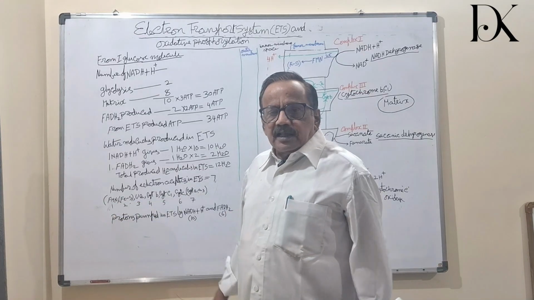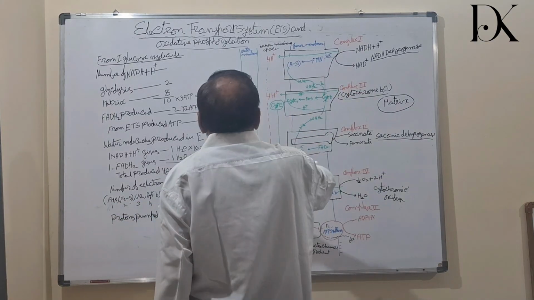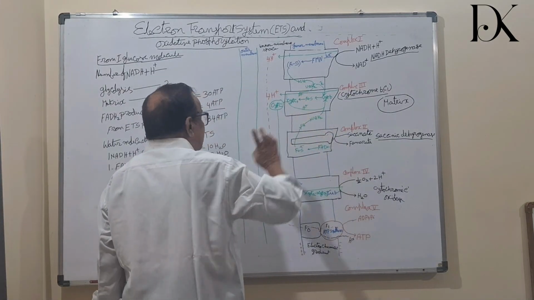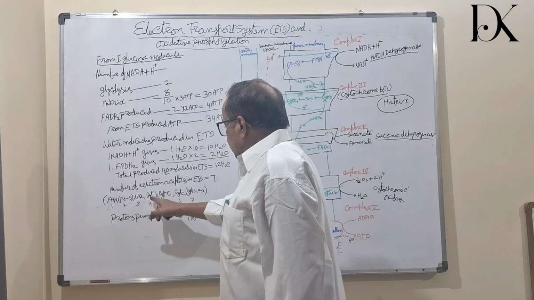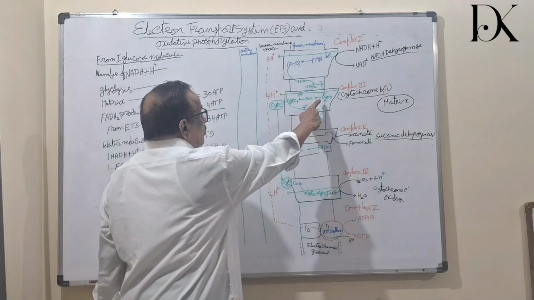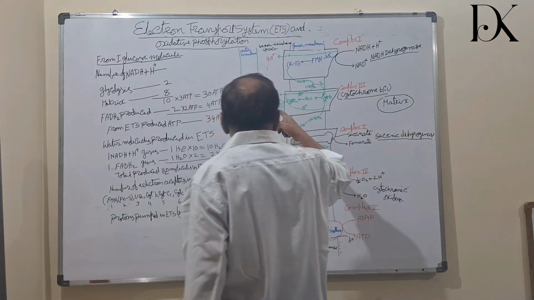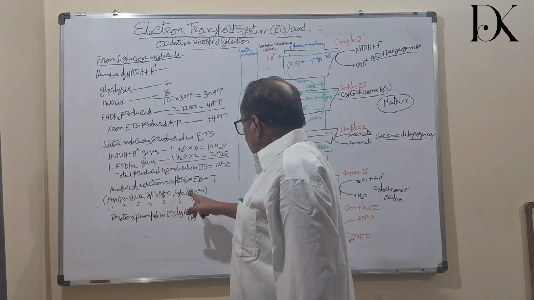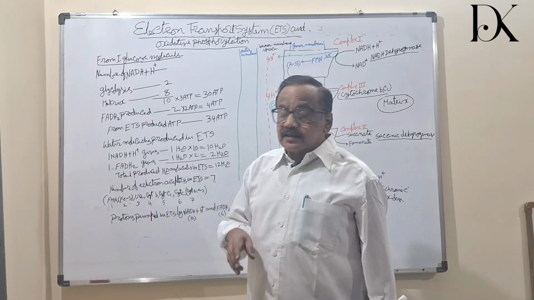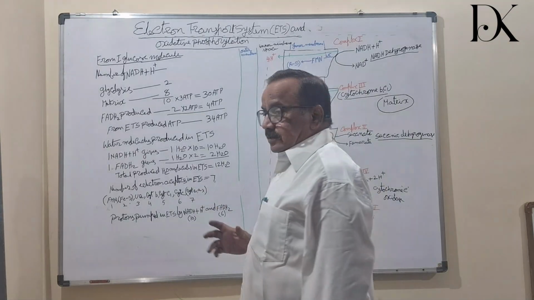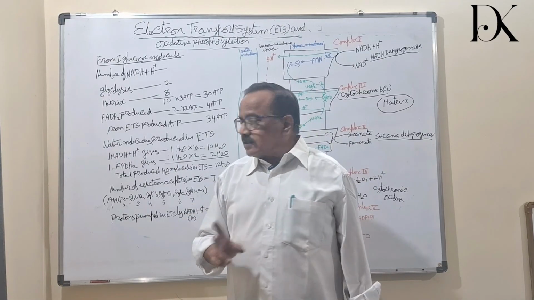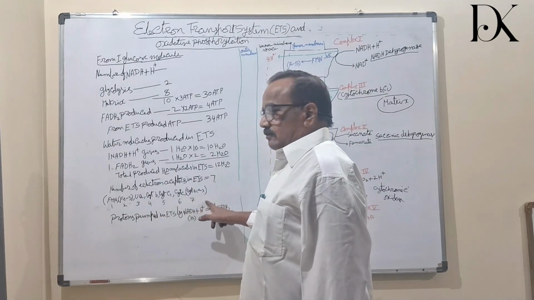FMN, which is in complex number 1. And next is ubiquinone, which is present in both places here. And next will be cytochrome b. Here it is: cytochrome b, cytochrome c1, cytochrome c. And cytochrome a and a3 are considered one only, because they are present in a complex. Why they are treating it that way, we don't know, but the answer is 7, and 7 is like this.